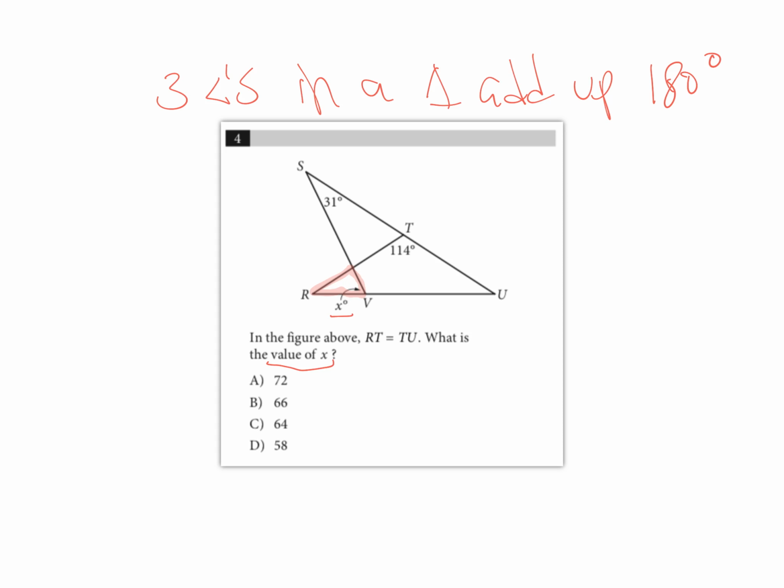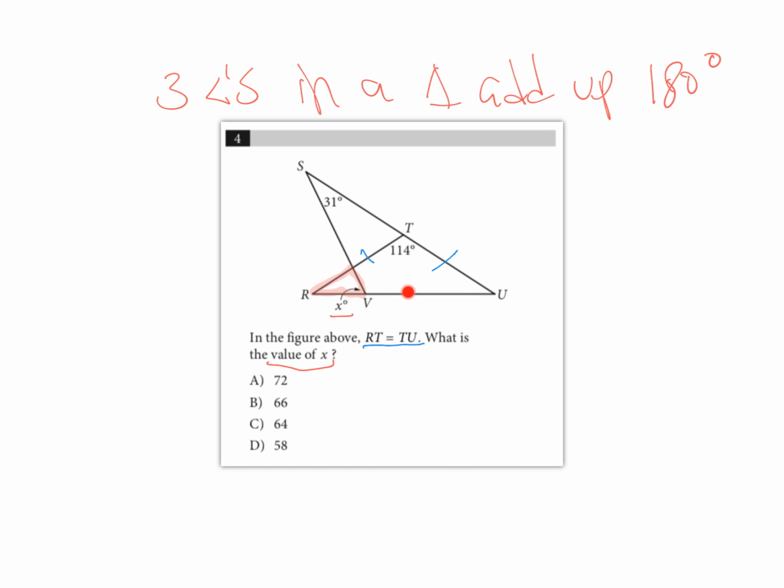So now we need to form a plan of attack in terms of how we are going to approach this by finding that angle with the information we're given. Well, there's some other clue we haven't used here. We haven't used the idea that RT is congruent to TU. I'm going to mark that in our diagram. So RT, this side right here, is congruent to TU.